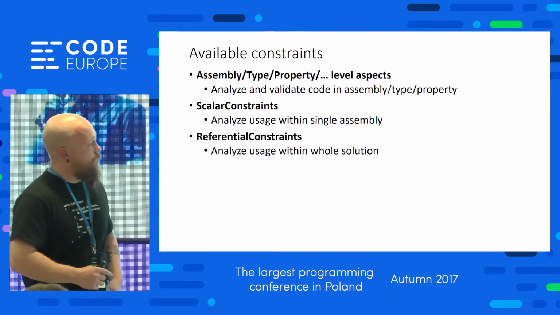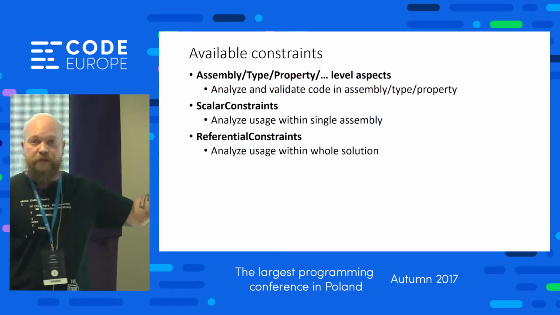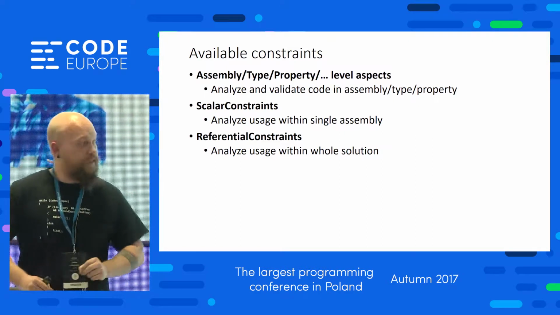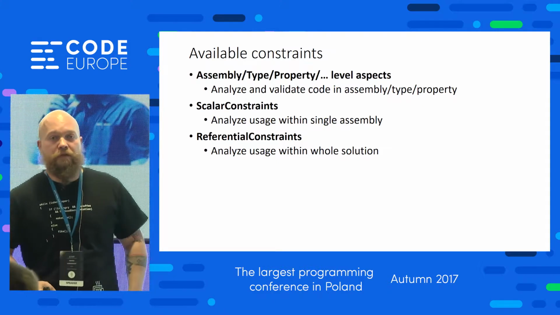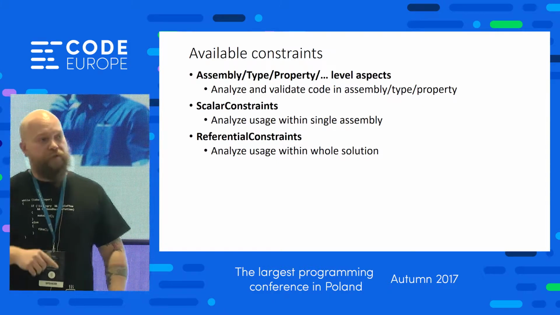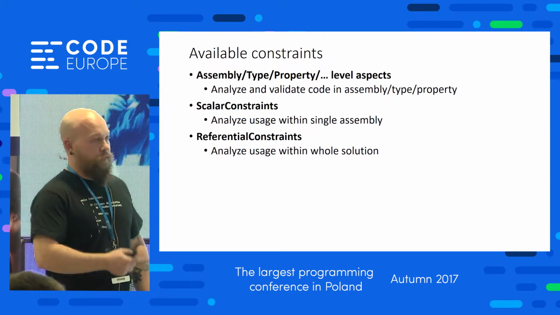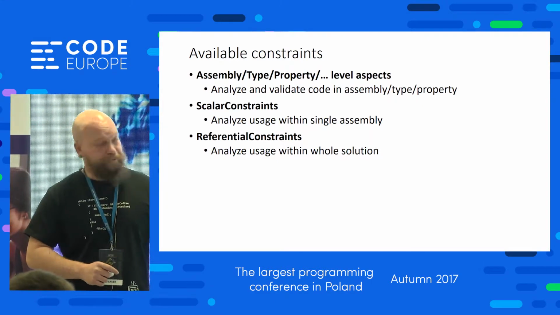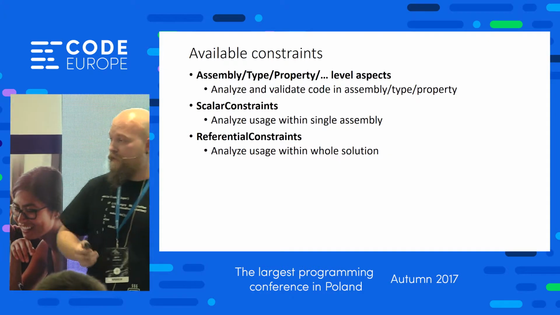The only difference between these two is that scalar constraint is much faster and it checks code only in one project. Referential constraints check the whole solution, so that someone could reference a class, or you check the usage. I'm going to show you an example, so it will be much clearer in just a few minutes.